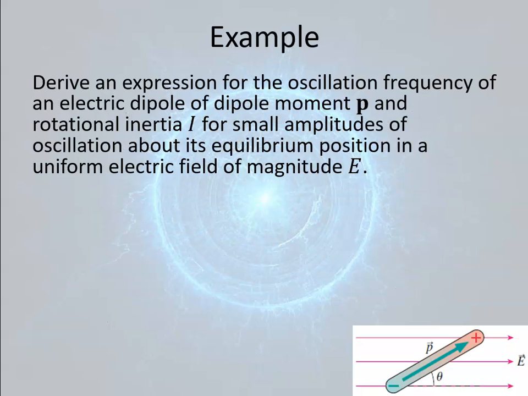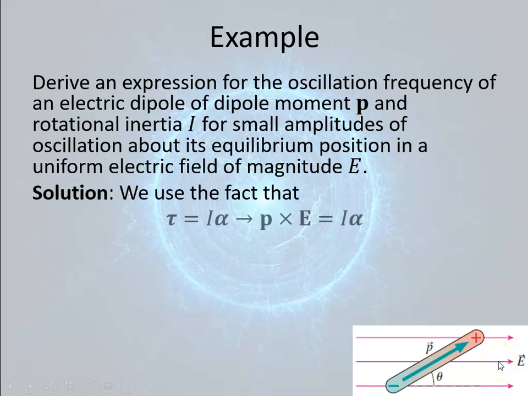So here's an example. Derive an expression for the oscillation frequency of an electric dipole of dipole moment P and moment of inertia I for small oscillations about its equilibrium position. Well, the equilibrium position will just be in the direction of the electric field. So we're going to use the fact that we have the equation for torque. It's given to us as P vector cross E vector for the torque on a dipole.